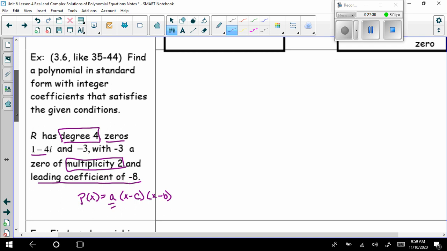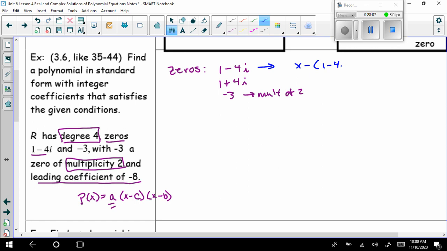Okay, so here goes. So we have zeros at 1 minus 4i, which means that we also have 1 plus 4i. And then we have 0 at -3. This one has a multiplicity of 2. Okay, so the first thing we need to do is write our factors. So the factor that goes with this 0 is x minus 1 minus 4i.